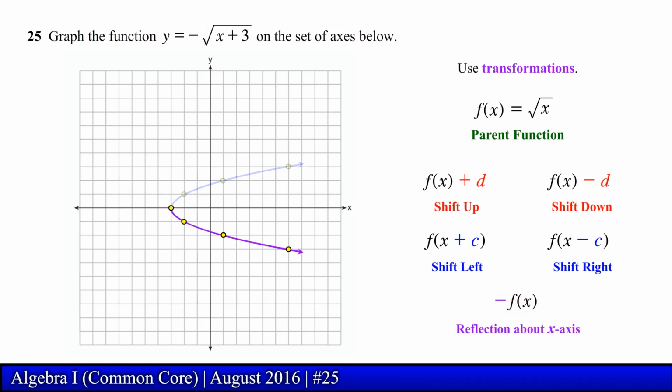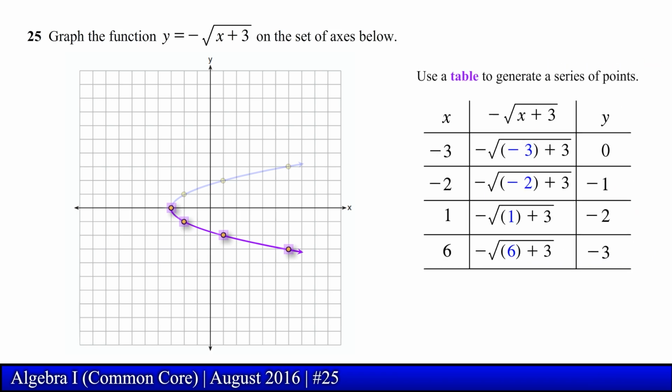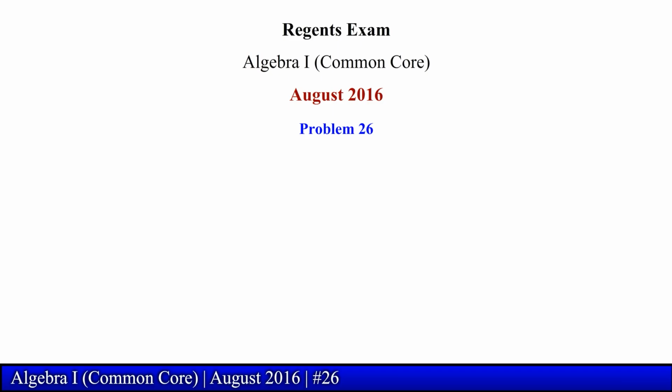Notice that we obtain the same transformed graph. So either method will work. You can start from the parent function and apply transformations, or you can make a table and generate the points by evaluating the function at particular values of x. So this graph is our final answer.